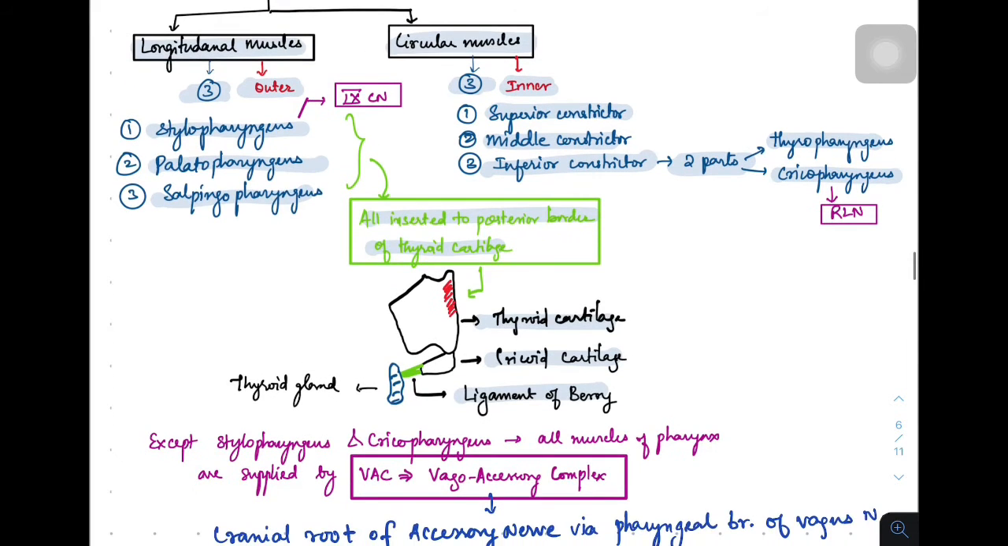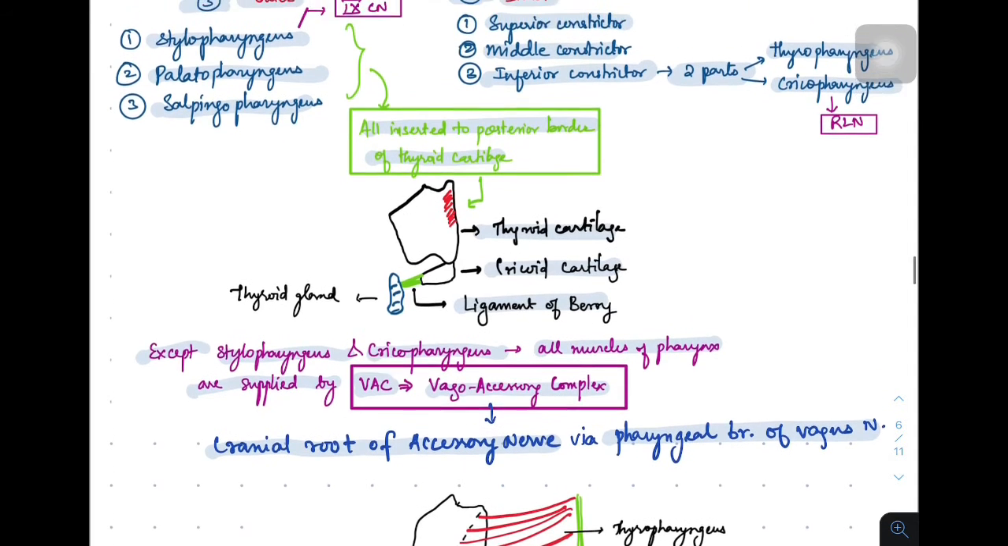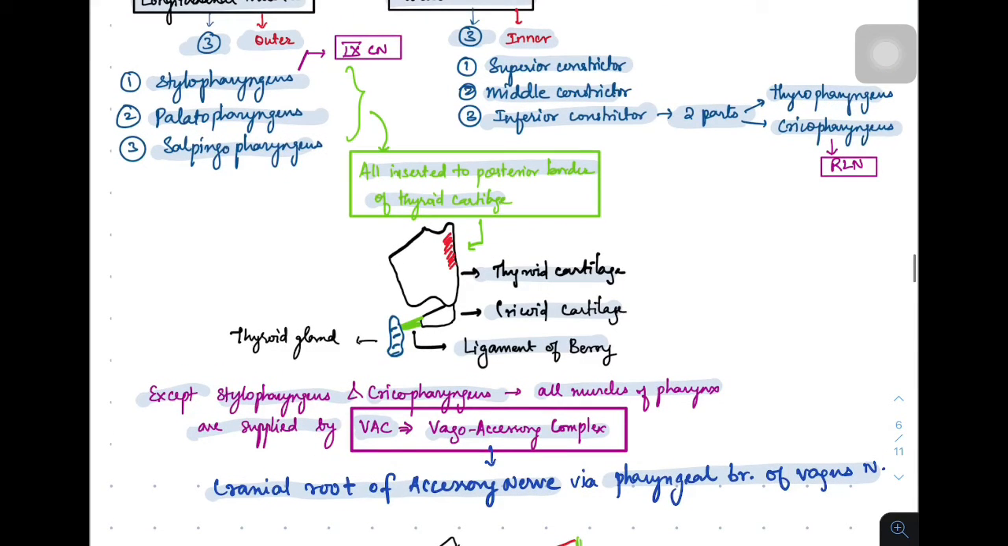Now, except stylopharyngeus and cricopharyngeus, all muscles of pharynx are supplied by VAC. What is this VAC? VAC stands for vago-accessory complex. How is this vago-accessory complex formed? The cranial root of accessory nerve supplies all these muscles, but it supplies them through the fibers of the pharyngeal branch of vagus nerve. This gives rise to the formation of the vago-accessory complex. So all the muscles of pharynx except stylopharyngeus and cricopharyngeus are supplied by VAC.